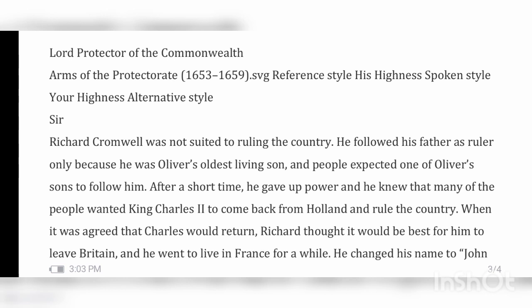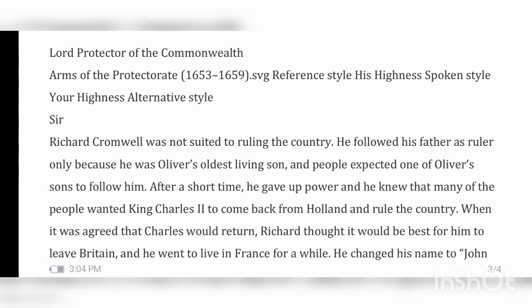So after the defeat of King Charles I, his son Charles II took the throne, but Oliver Cromwell also defeated Charles II, and he fled away to Holland.